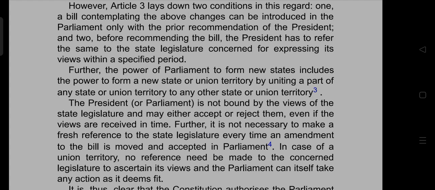The President or Parliament is not bound by the views of the state legislature and may either accept or reject them, even if the views are received in time. Further, it is not necessary to make a fresh reference to the state legislature every time an amendment to the bill is moved and accepted in the Parliament. In the case of a union territory, no reference need be made to the concerned legislature to ascertain its views, and Parliament can itself take any action as it deems fit.